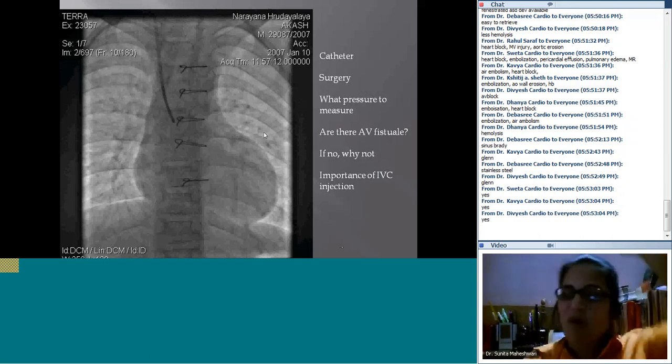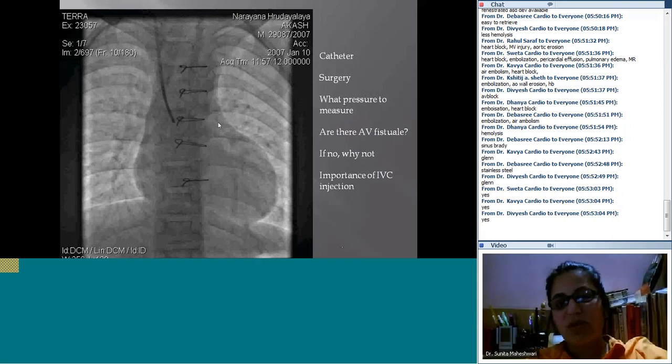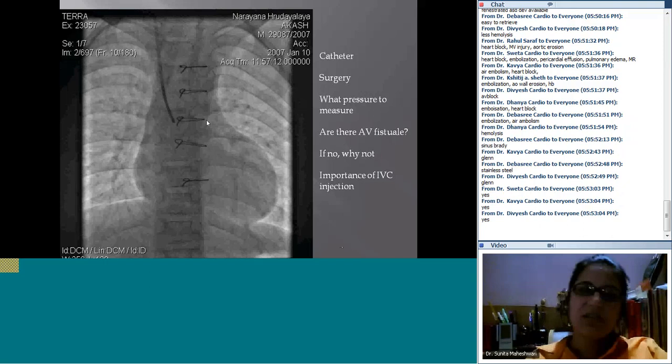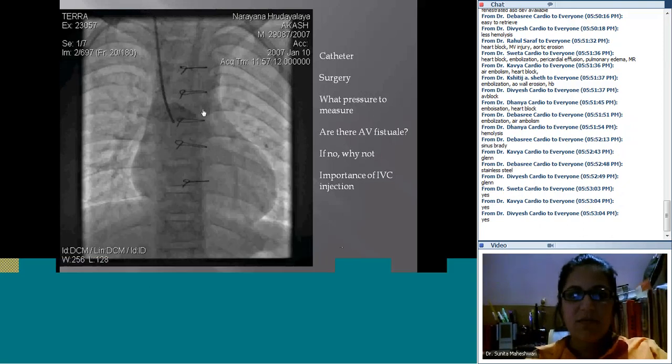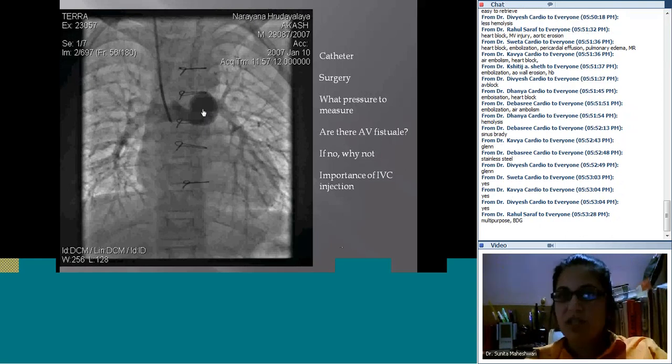So whenever you see these wires and someone shows you an angio and they show you the wires, you know it's a post-op case. The first thing you need to say is this patient is a post-operative patient. Okay, so what is the diagnosis here? Which operation has been done? So it's a post-Glenn.